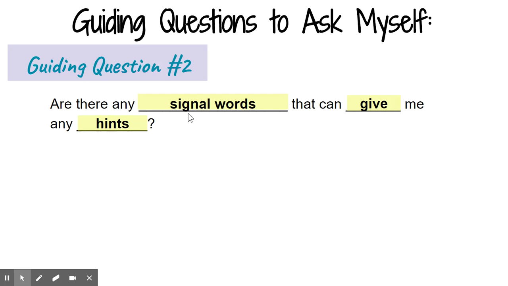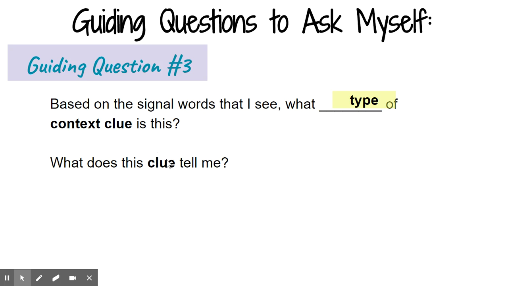So you might be thinking right now, what are signal words? Don't worry, we're going to study more about that this week, but I want you to have this guiding question in the back of your mind before we study exactly what signal words are. Question 3, based on the signal words that I see, what type of context clue is this? What does this clue tell me?